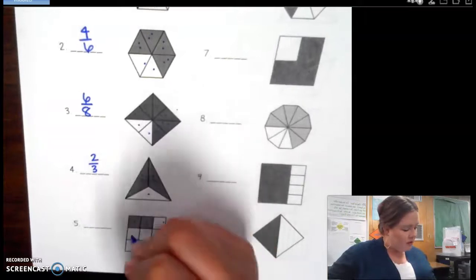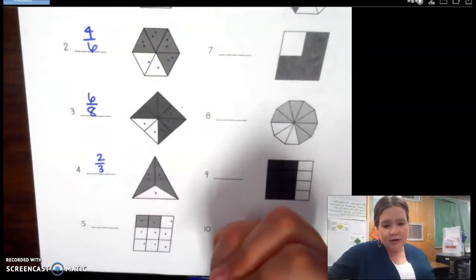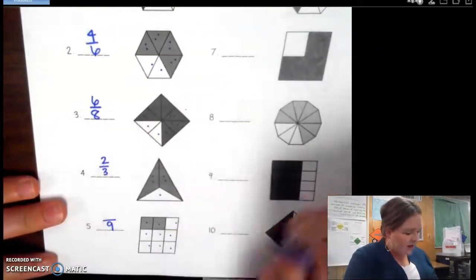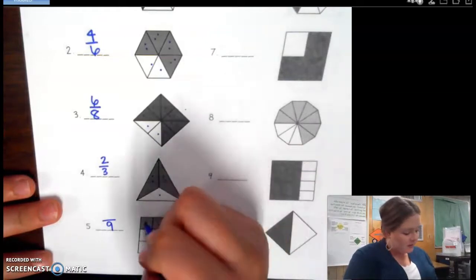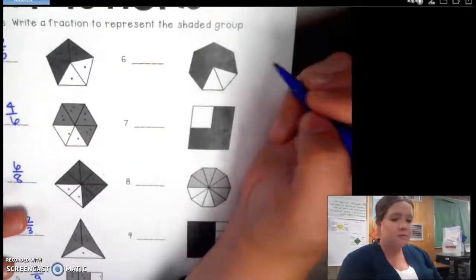1, 2, 3, 4, 5, 6, 7, 8, 9. Is that going to be my numerator or my denominator? My denominator, good. And then how many pieces are shaded? 2. So my fraction is 2/9.